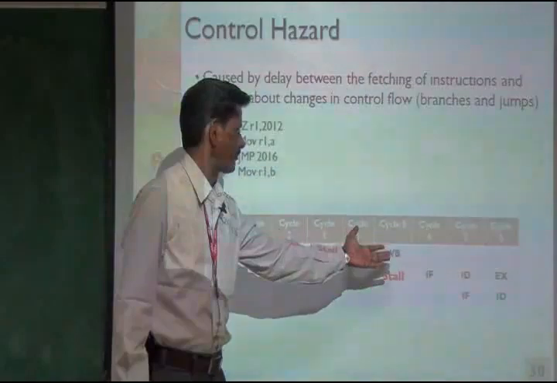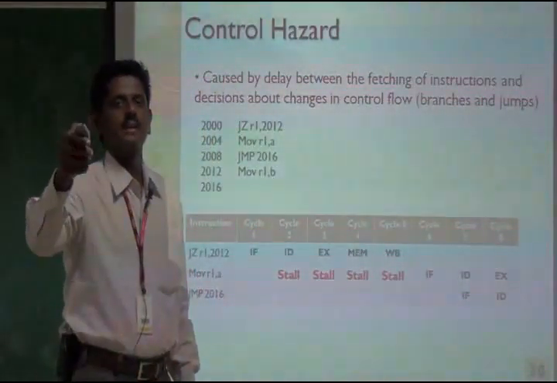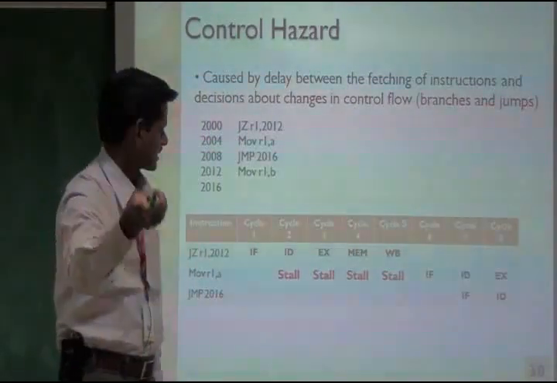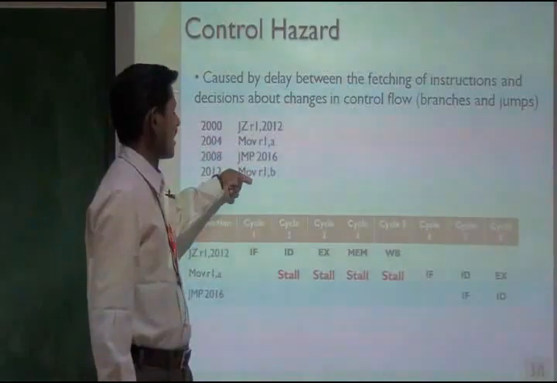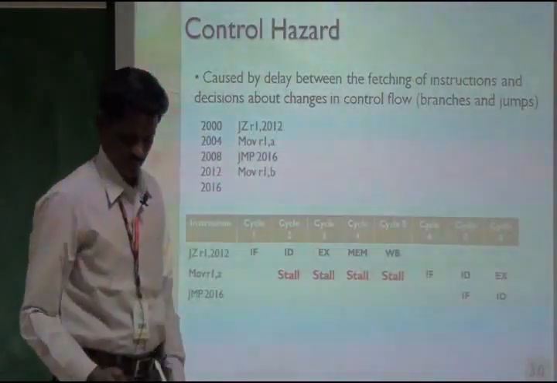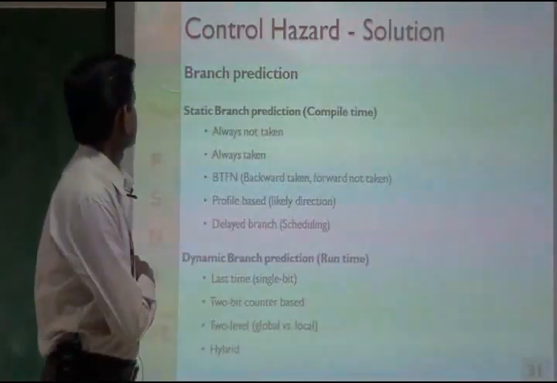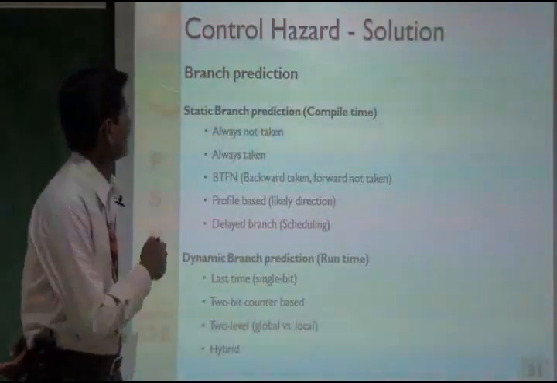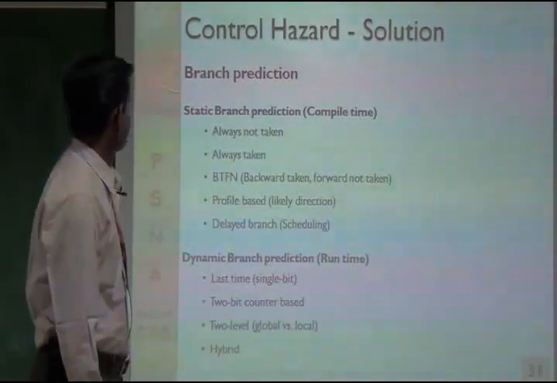So only after clock cycle 5, it may decide whether the branch is taken or not. So based on the branch condition, it allows either the second instruction or the fourth instruction. So that is control hazard. Okay. Right. Now the solution. The solutions for control hazard.